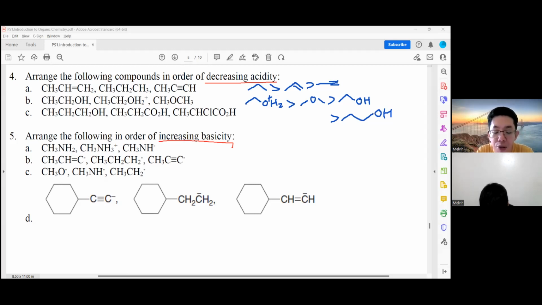Kasi decreasing acidity eh. You start first with the most acidic one, followed by the intermediate acidity, then the least acidic. Yung mga interfere tong chlorine.